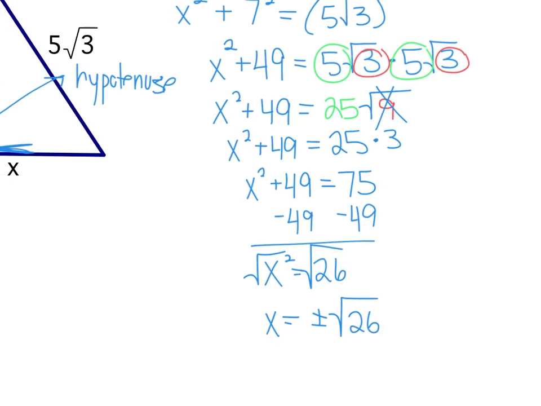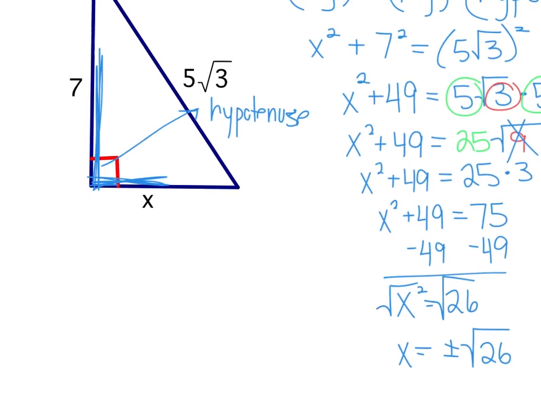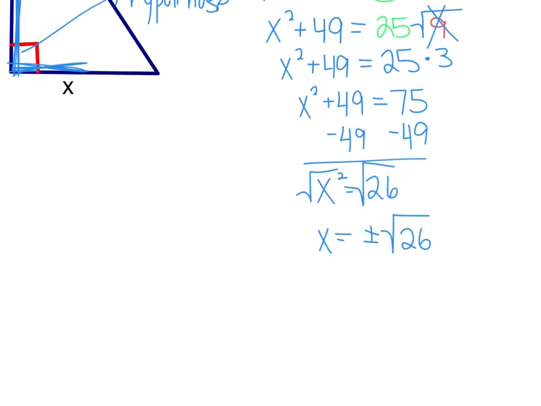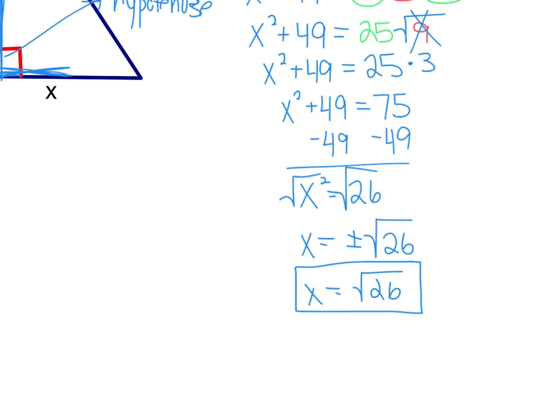However, x now is not just some arbitrary number. X represents the leg of a triangle. So a triangle has to have sides that are positive numbers. So we actually don't include the negative square root of 26. It's just going to be the positive square root of 26. Algebraically, yes, you get two answers, plus or minus the square root of 26. Both of those answers would work if you plug them into the original equation. However, because x represents the side of a triangle, we just take the positive value, not the negative.